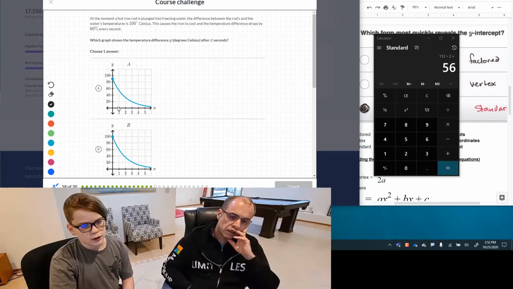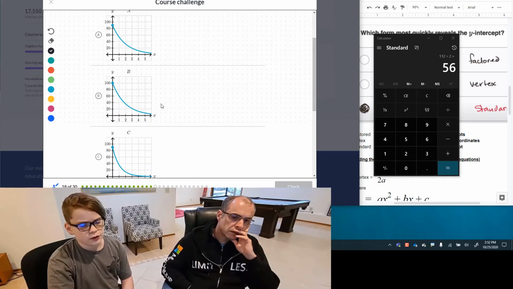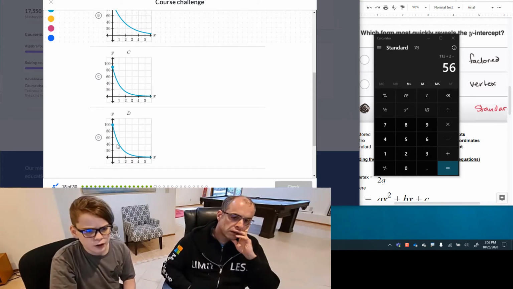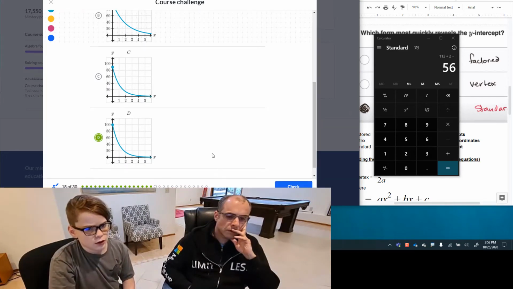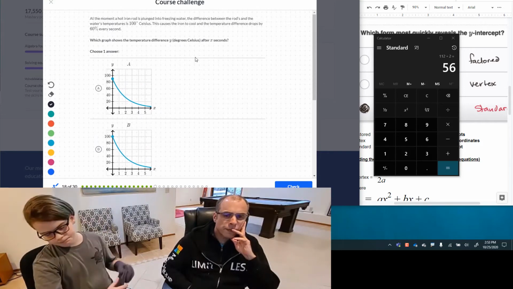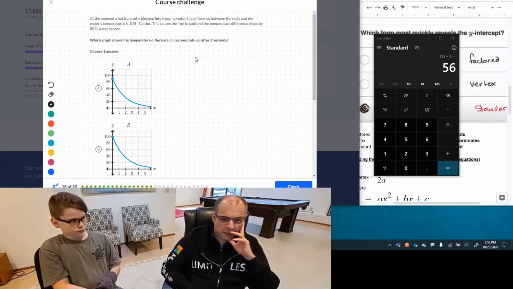Okay. So if it drops by 60%, then first of all, it's not A, or it's not C, so it's B. If it drops 60%, it should go to 40 by the first second. So then it's D. Okay, scroll up again. The difference drops by 60 every second.